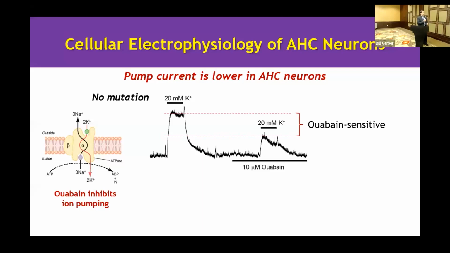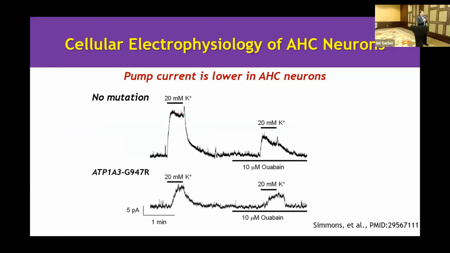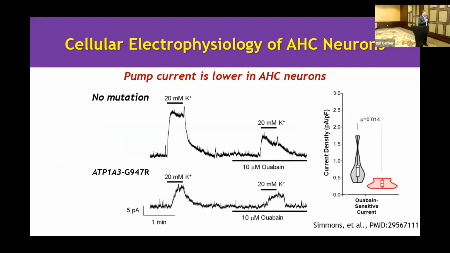When we look at this in a neuron that does not have an ATP1A3 mutation, we get a certain level of ouabain-sensitive current. Next slide. And when we do that in a neuron that contains a mutation, we see far less current. And here is just the quantification on the right. So one of our first observations was, and not unsurprisingly, that mutations in ATP1A3 associated with AHC impair the ability of this protein to pump sodium and potassium ions.